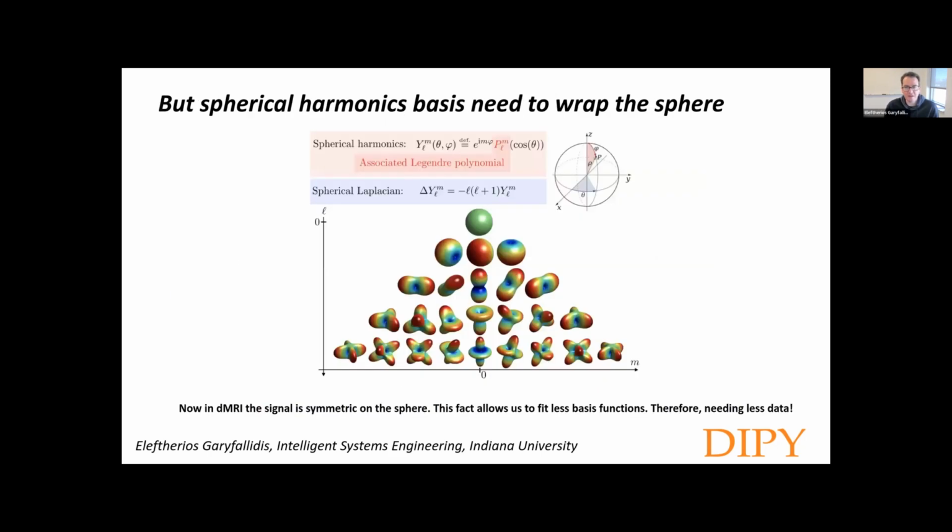But for the spherical harmonics, we have different basis functions, but at the end they are very similar things. You have here the low frequencies and the higher frequencies as you go. Those are orthogonal as you have with the Fourier, and they can be combined together to reproduce any function on the sphere. Now, in diffusion MRI, the signal is also symmetric on the sphere, which is a fact that allows us to fit fewer basis functions, and therefore we need less data to fit and find the coefficients of these basis functions that, of course, in the case of spherical harmonics, are wrapping the sphere, they are spherical functions themselves.